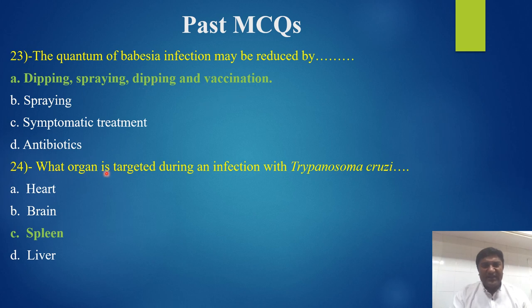What organ is targeted during an infection by Trypanosoma cruzi? Dash, heart, brain, spleen, liver. The spleen is the best answer.